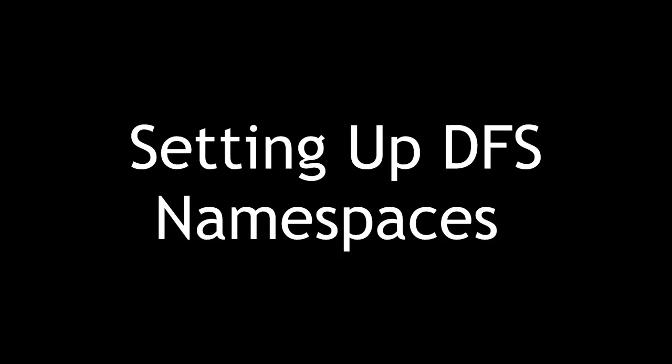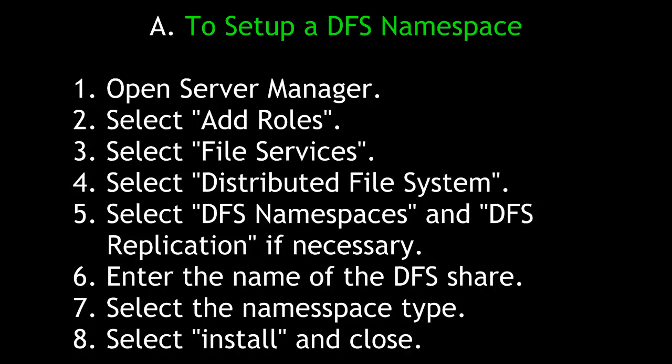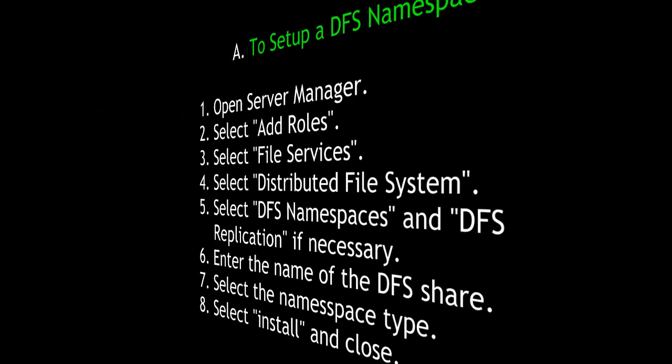Let's overview the basic process for setting up a distributed file system namespace. First, we'll open Server Manager. We'll add roles, file services, distributed file system, DFS namespaces, and DFS replication. We'll enter the name of the DFS share, select the namespace, and install. This is of course assuming we've shared the directories already that we want to include in the DFS namespace. If not, we can do it there from within the wizard.